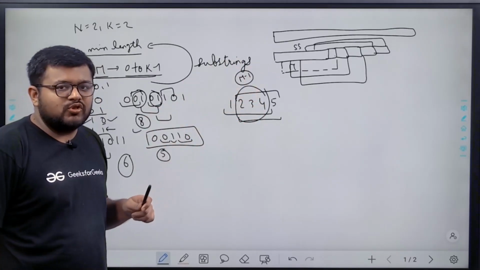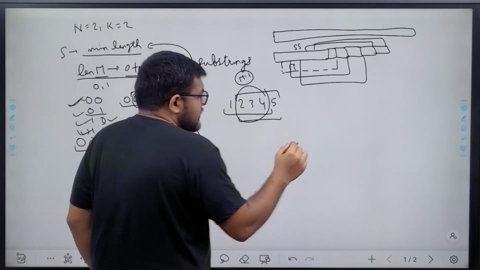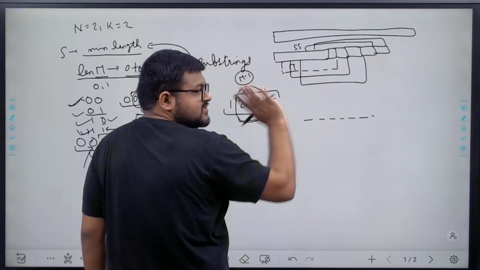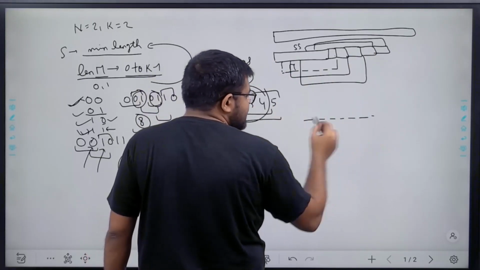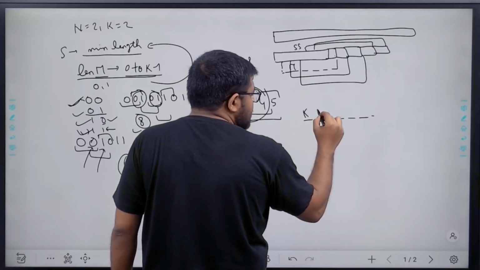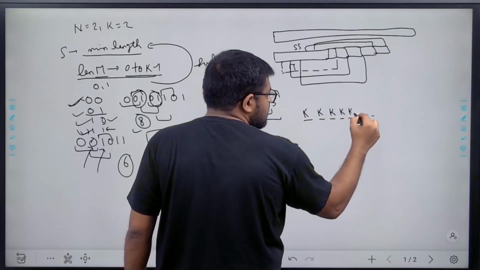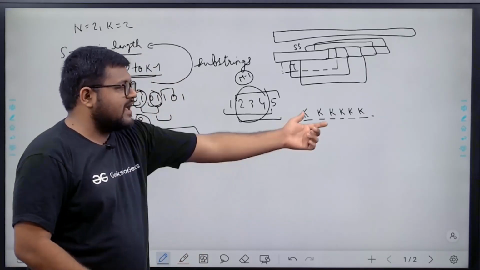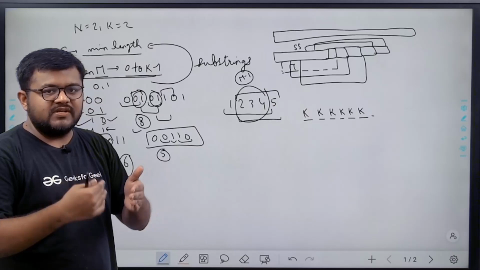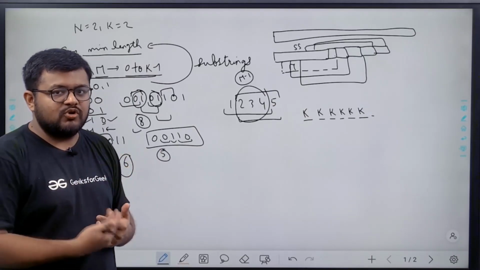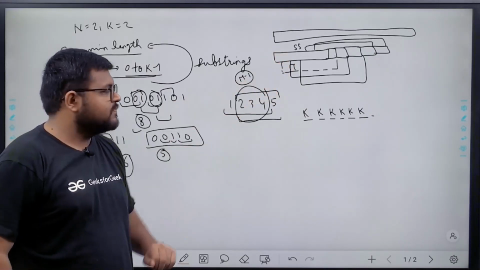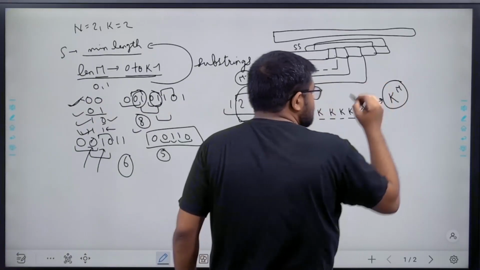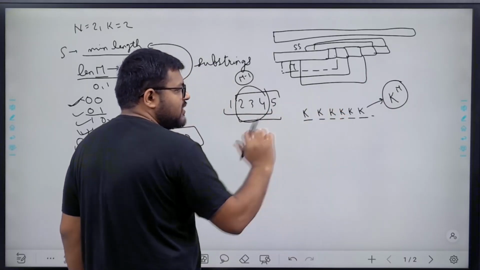Now what will be the length of that? See, I need to find strings of length n as the substrings inside this string S. So the length is n. At every position I have k possible characters. If k is 3, at every position I have 0, 1 or 2 to place and there are n positions. I want to find all strings of length n containing characters from 0 to k minus 1 as the substrings in this. So total number of strings will be how much? K to the power n, because there are n positions, each position has k possibilities.